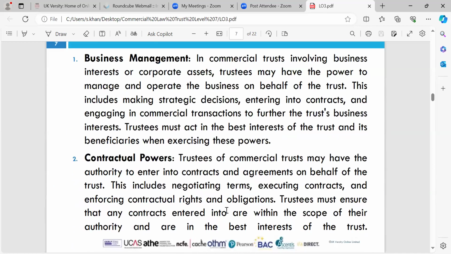Business management. In commercial trusts involving business interests or corporate assets, trustees may have the power to manage and operate the business on behalf of the trust. This includes making strategic decisions, entering into contracts, and engaging in commercial transactions to further the trust's business interests. Trustees must act in the best interests of the trust and its beneficiaries when exercising these powers.